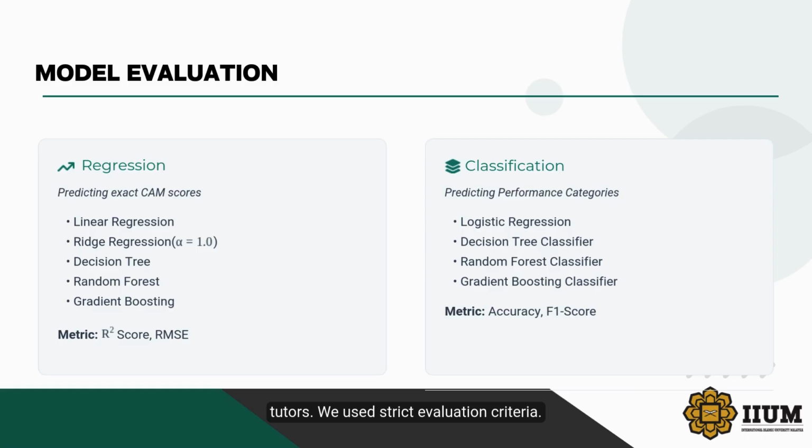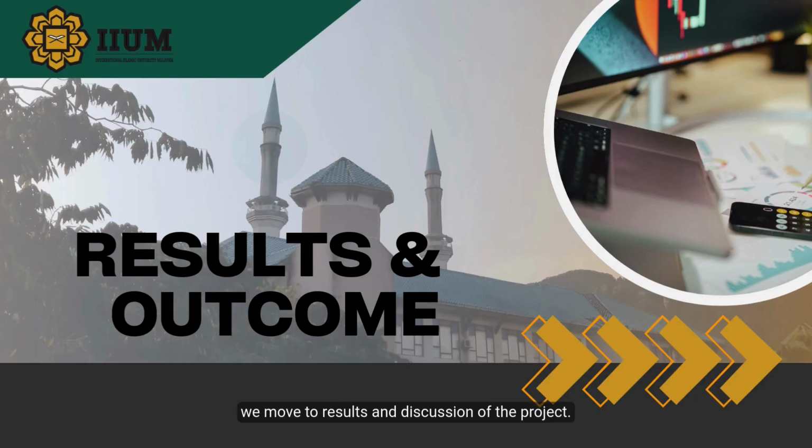We used strict evaluation criteria. For regression, we use RMSE to measure error magnitude. For classification, we focused on accuracy and the F1 score. F1 score handles the at-risk class imbalance well. Now, we move to results and discussion of the project.